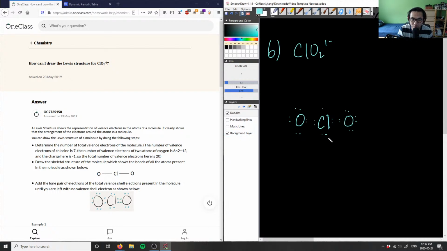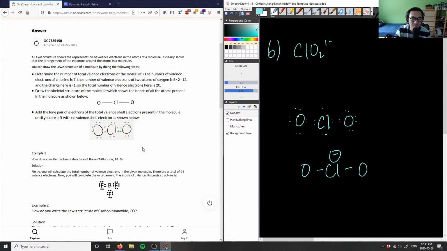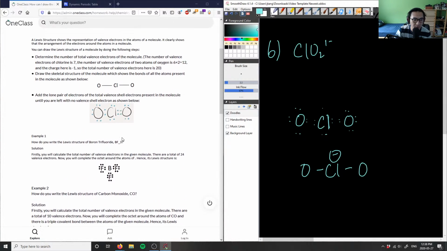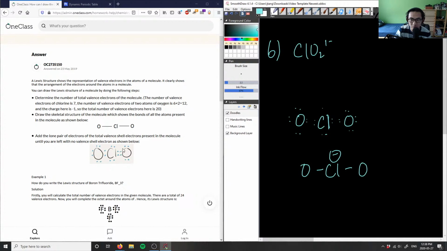So what you're going to get is O bond to Cl bond to O. And again, this chlorine, because it's not used to making 2 bonds here, is going to possess the negative charge here. So this here is a Lewis structure for ClO2 minus. And as you can see, this solution here is correct. But I believe that they didn't write the negative charge here as well.